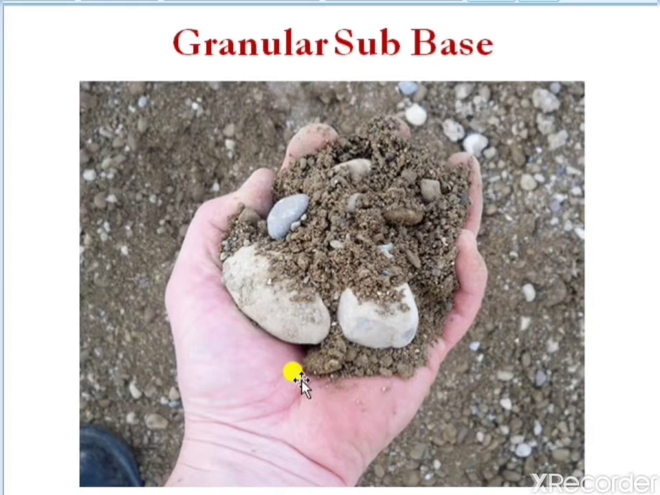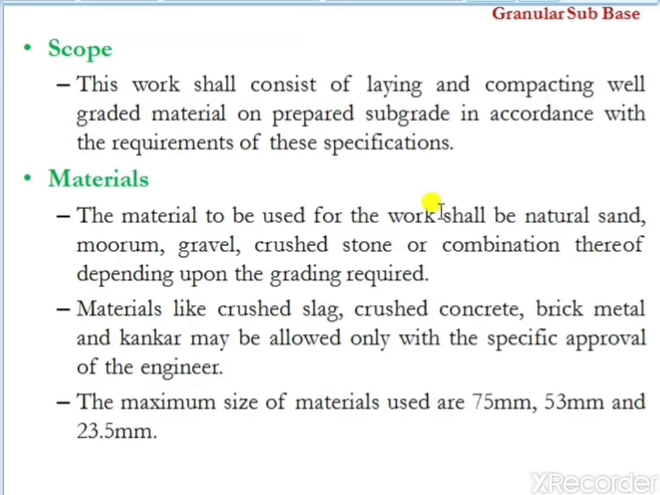Here in this slide you can see which type of material we are using in the construction of granular subbase. We use a mixture of gravels and fine aggregates. It should be properly laid and well compacted. Good compaction decreases the void ratio. If the compaction is not done properly, the voids present will be more, which will encourage percolation of water and reduce the strength of the subbase.